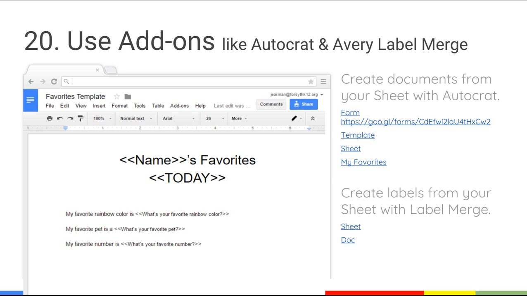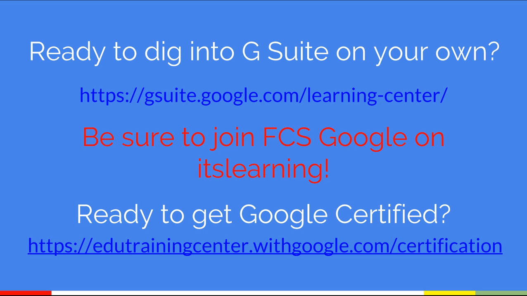So now that you've seen some of the different ways that you can use Google Apps, are you ready to dig in on your own? Well, if you are, you can go to this URL, gsuite.google.com/learning-center, and you'll see all kinds of different tutorials there to help you in your Google journey. Be sure to join FCS Google on its learning. There's no key to join, and we encourage everyone to get into FCS Google. You'll find many docs and how-to videos there to, again, help you on your Google journey.